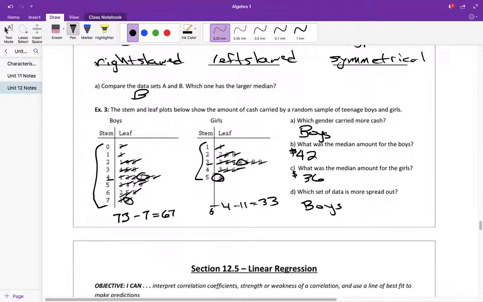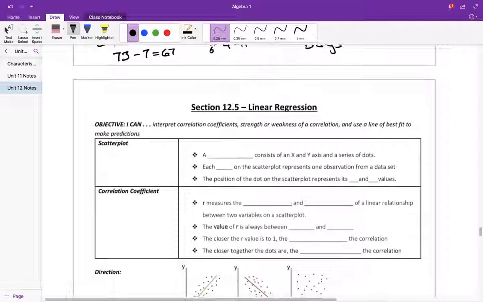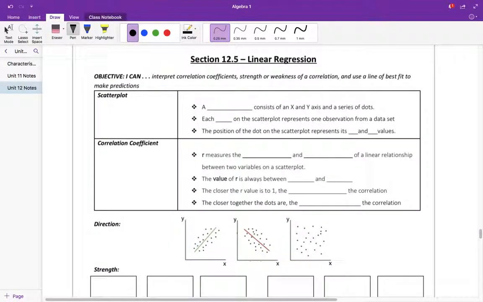Okay, so that wraps up the notes for 12.4. That should get you as much as you need to be able to get through the homework. I do want to go through a little bit more notes though before you go up and see the sub for the homework for tonight. I want to just go through the basics of linear regression, which is what we'll talk about more on Tuesday.